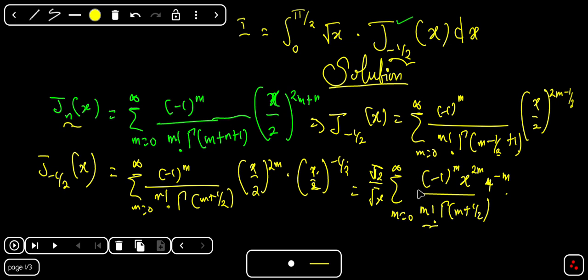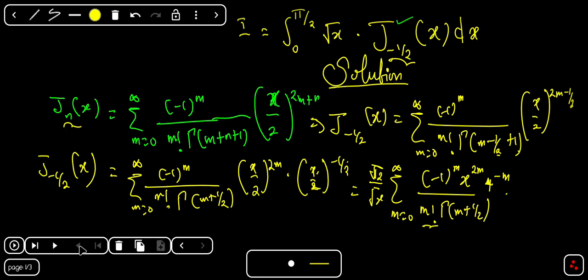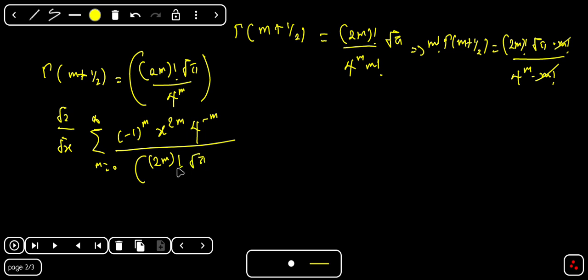So we can rewrite all these sums as follows. What you have now will be square root of 2 over square root of x, multiplied by the sum of m from 0 to infinity of minus 1 raised to the power of m, x raised to the power of 2m, 4 raised to the power of minus m, then over m factorial gamma of m plus half. So instead of that, we can write this, which is 2m factorial square root of pi over 4 raised to the power of m.